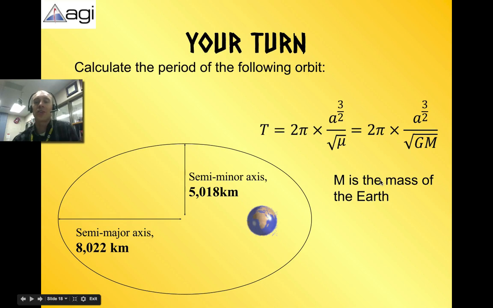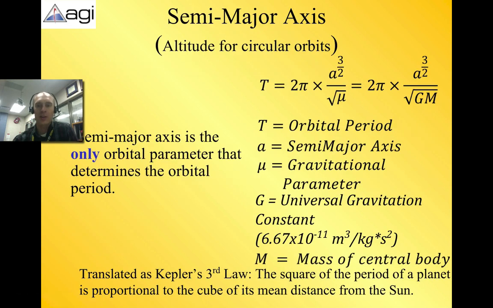So what I would like you to do is see if you can determine the orbital period of this. Now what you're going to notice is that this gravitational parameter mu here is equivalent to the universal gravitational constant times the mass of the central body. So if we have a different central body like the moon or Mars or something like that, then M is going to change. G is always the same.